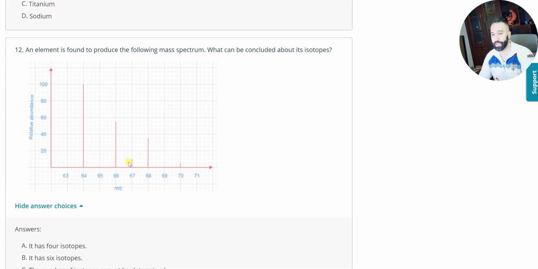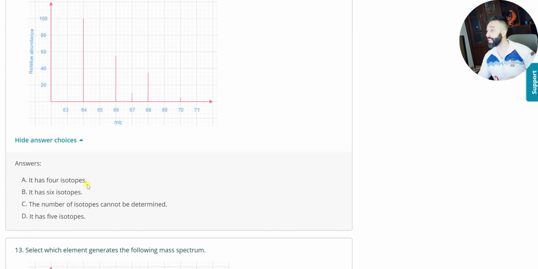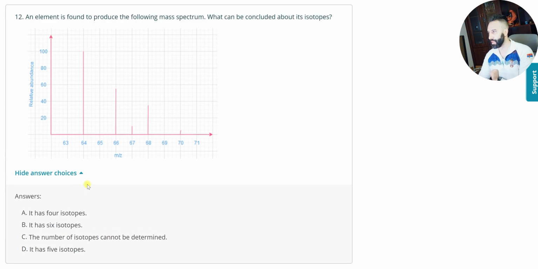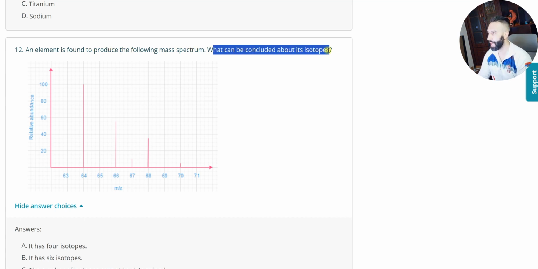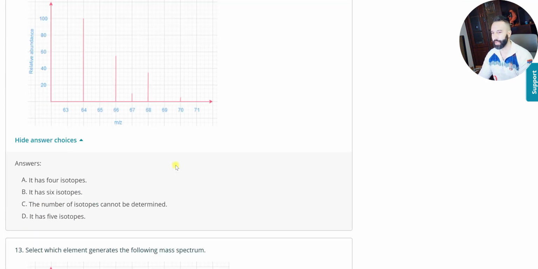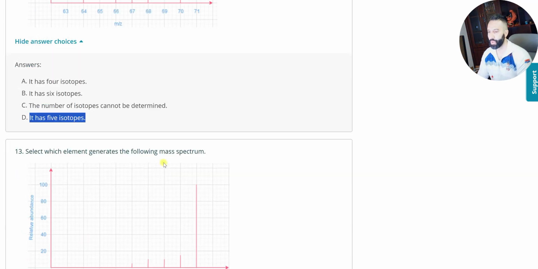Let's say if we have that option. So actually this question didn't even ask which element it is. But this is zinc. Remember that. This is actually an excellent example of determining the elements. But this question is, if an element is found to produce the following mass spectrum, what can be concluded about the isotopes? Obviously, this element has 1, 2, 3, 4, 5 isotopes, right? So this is the correct answer.